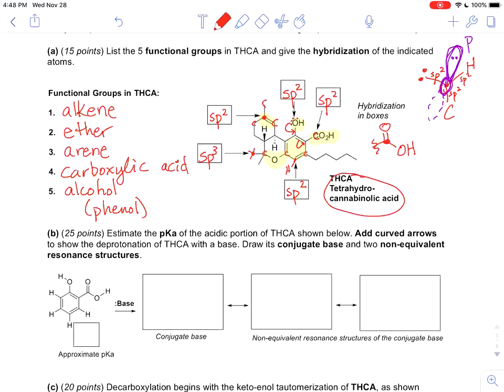Moving right along to part B, we're going to find the pKa of the most acidic portion of THCA. I'm just going to do that first. We have a couple different protons that are highlighted, so we're going to find its functional group family. We see this guy is a carboxylic acid, so it has a pKa of 5. This is just like a phenol group because it is an OH group connected to the benzene ring. That has a pKa of around 10.